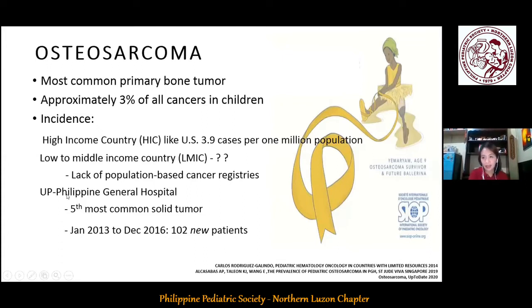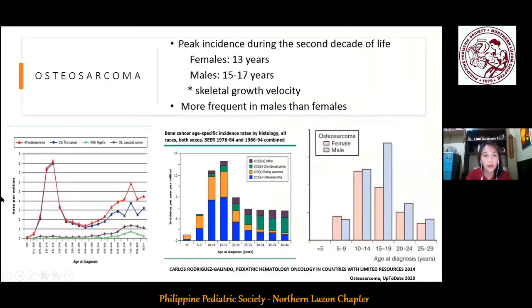So locally in the Philippine General Hospital, where we see around 300 to 350 new cancers annually, osteosarcoma is the 5th most common solid tumor. And in a retrospective research done during this period, there were about 100 new patients seen.